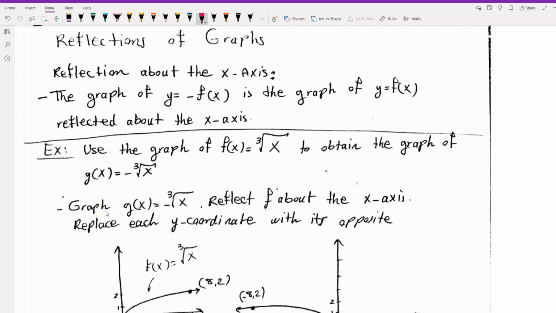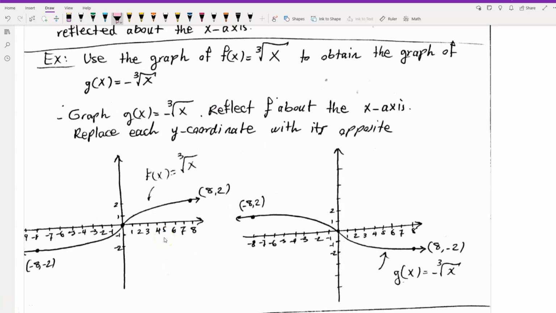On this part, we have reflection above the x-axis. The graph of y = -f(x) is the graph of y = f(x) reflected above the x-axis. Example: use the graph of f(x) = ∛x to obtain the graph of g(x) = -∛x. So to graph g(x), reflect f above the x-axis: replace each y coordinate with its opposite.